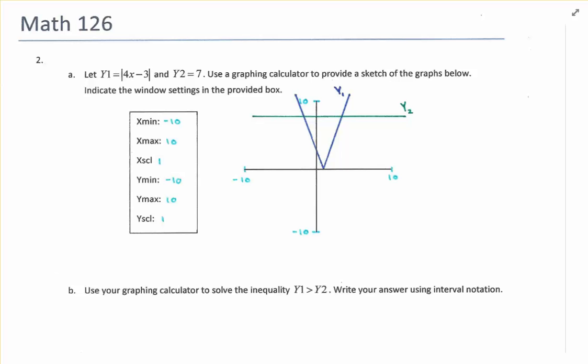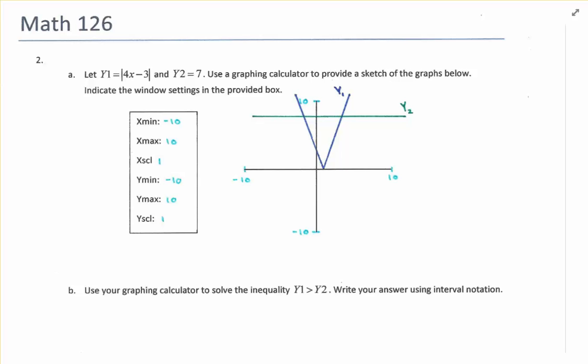It's Mr. C here, and in this video I'm going to show you how to solve problem 2 of the Module 6 written work. Here you're seeing the graph of y1, which is equal to the absolute value of 4x minus 3. I've got that graph in dark blue and also labeled as y1. We also have the graph of y2, which equals the constant value of 7, which is this horizontal line here, and of course I've marked that as y2.